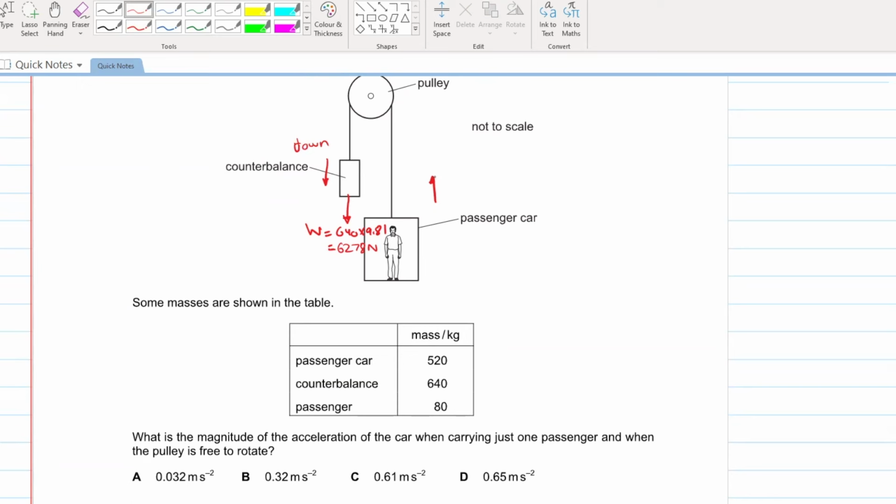And the passenger car is moving upward. Perfect. Can you calculate the weight of the passenger car and the passenger? The total mass of the passenger car and the passenger is what? 600. The weight will be equal to what? 600 into 9.81. This comes out to be 5886 Newton. Okay. The weight of the passenger car and passenger is marked, and the weight of the counterbalance is also marked.